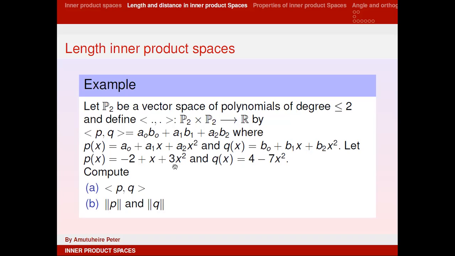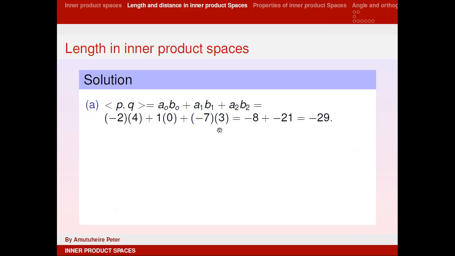We want to compute the inner product of p and q, the norm or length of p, and the norm or length of q. This definition tells us that we multiply the constant terms together, we multiply the coefficients of x together, and we multiply the coefficients of x squared together. That's the definition. So here we go. The inner product of p and q is by definition given by that.